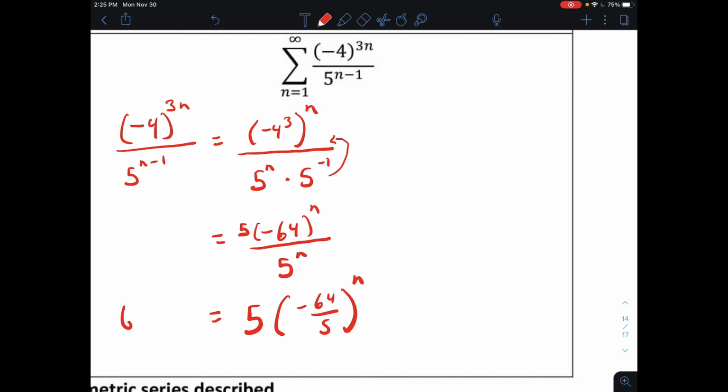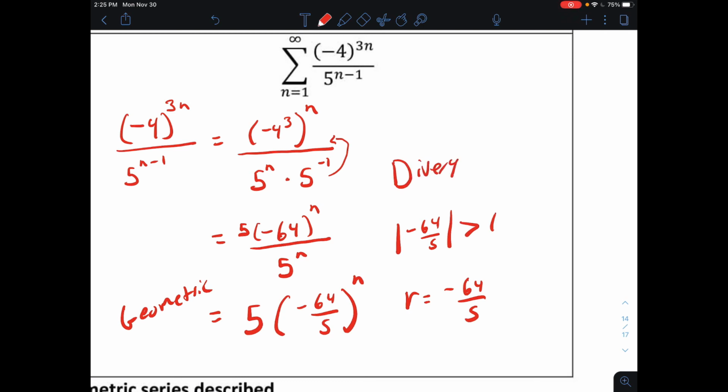Well, that's in geometric form, which means that I could apply the geometric series test here, and we look and r is equal to negative 64 over 5. The absolute value of negative 64 over 5 is greater than 1, which means that it diverges according to the geometric series test, which tells me that I do not have a finite sum.